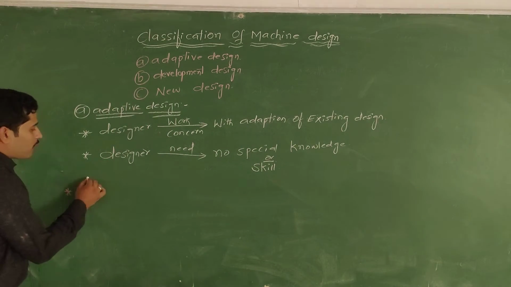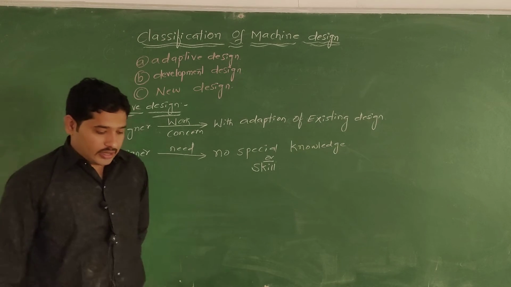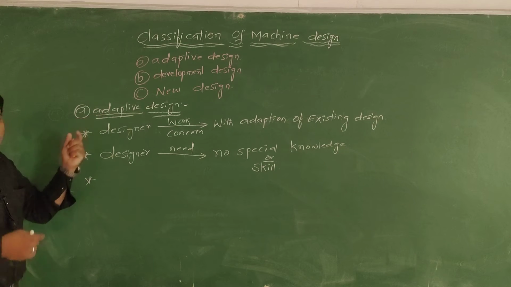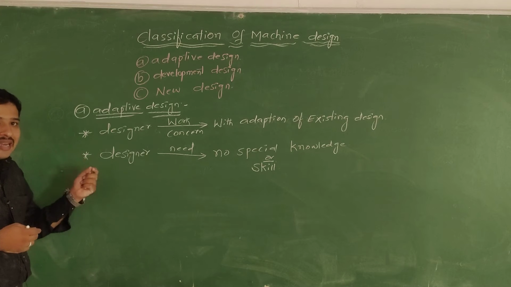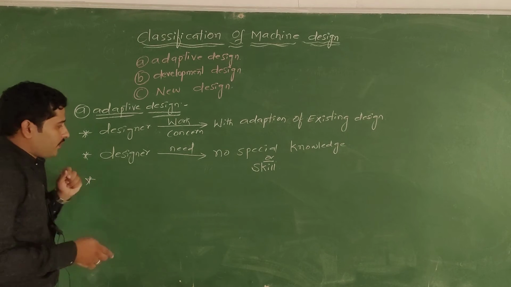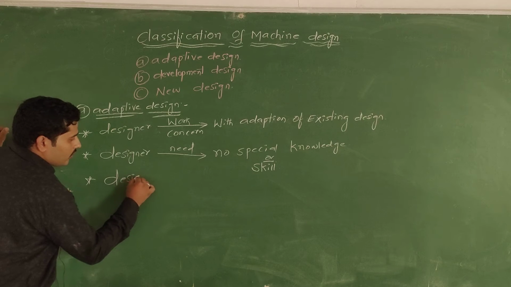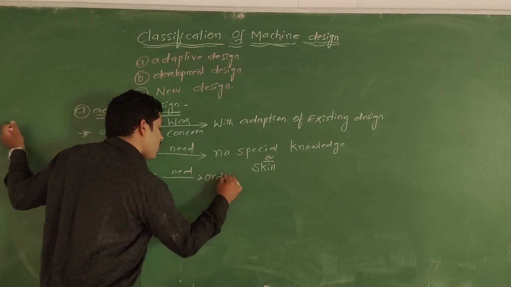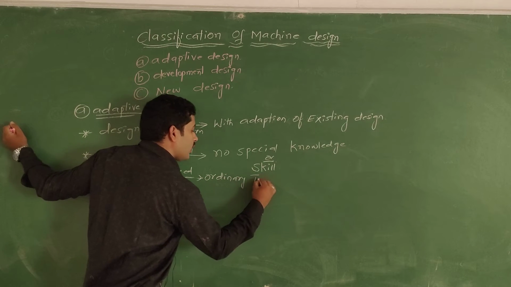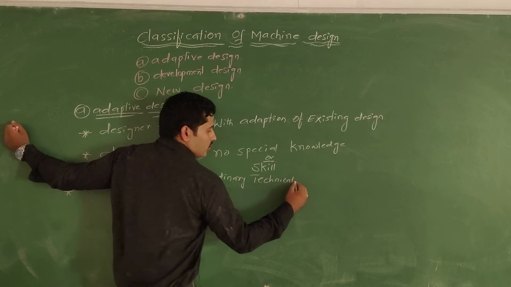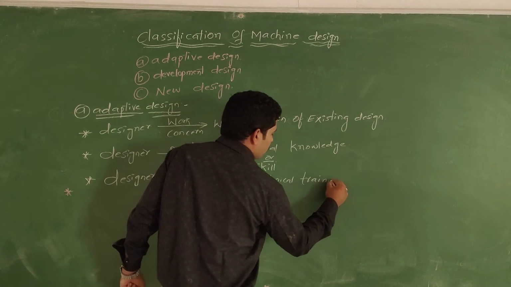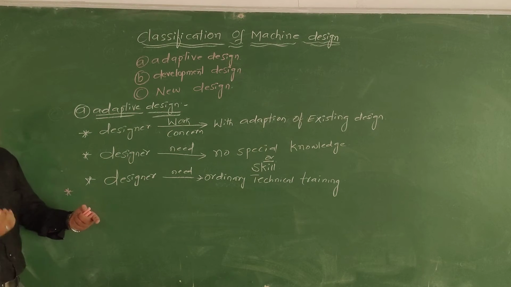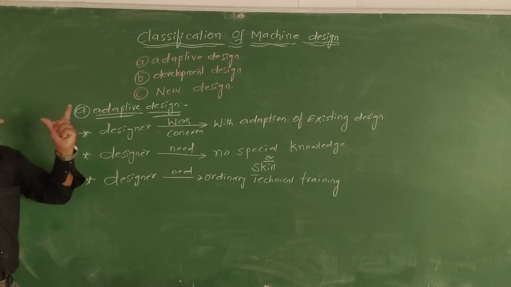Okay, and the third point is the designer needs ordinary technical training. So what do we need here for the adaptive design? For this engineer, the designer needs ordinary technical training. Okay, dear. So ordinary technical training is required in the adaptive design.